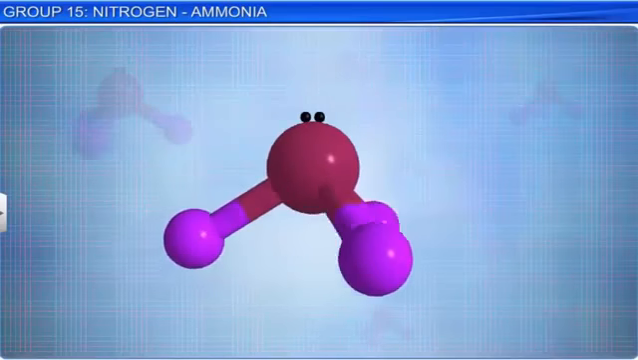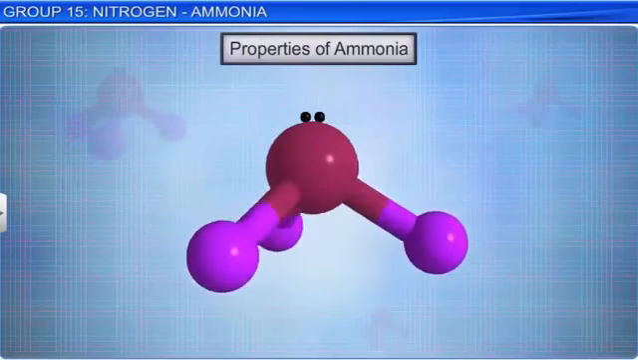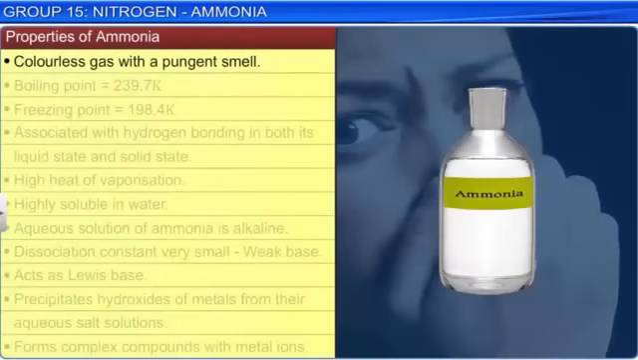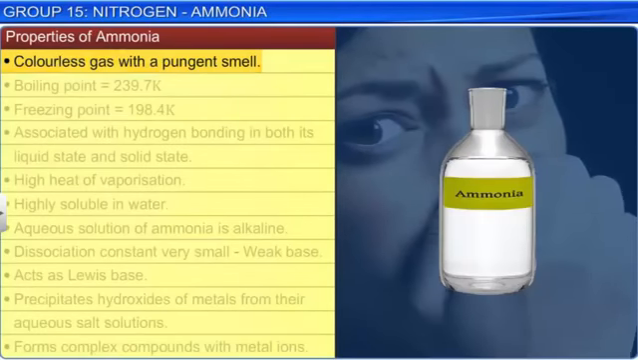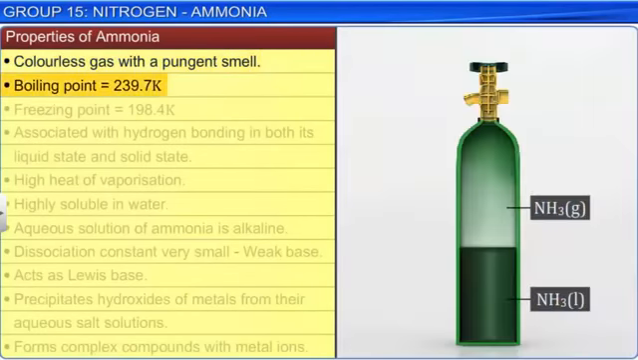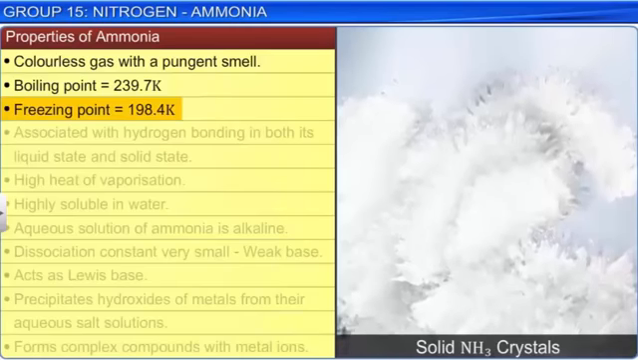Now let us turn to some important properties of ammonia. Ammonia is a colorless gas with a pungent smell. It boils at 239.7 Kelvin and freezes at 198.4 Kelvin.